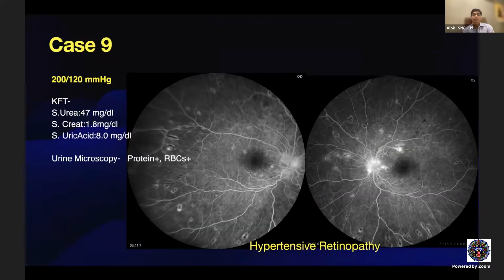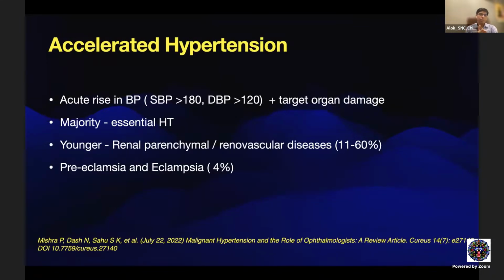Labs showed that he had some amount of renal failure, and the urine also showed significant protein and RBCs. So accelerated hypertension is defined as an acute rise in BP with target organ damage. And the majority of these patients have essential hypertension. However, younger patients, as in our case, may have a renal parenchymal or renovascular disease, and sometimes it can be a feature of preeclampsia or eclampsia.